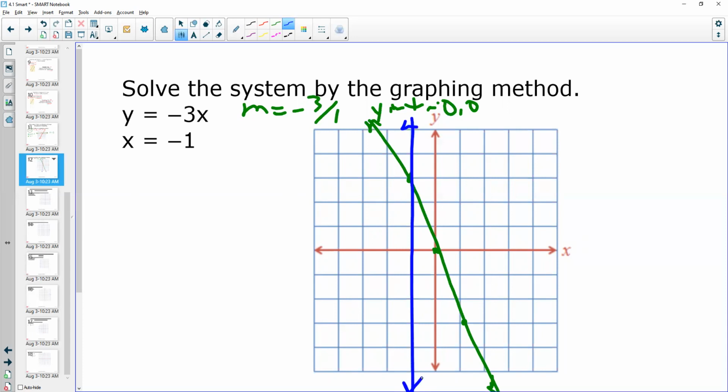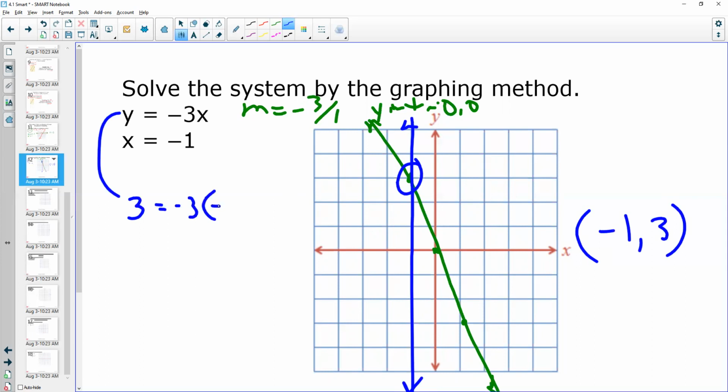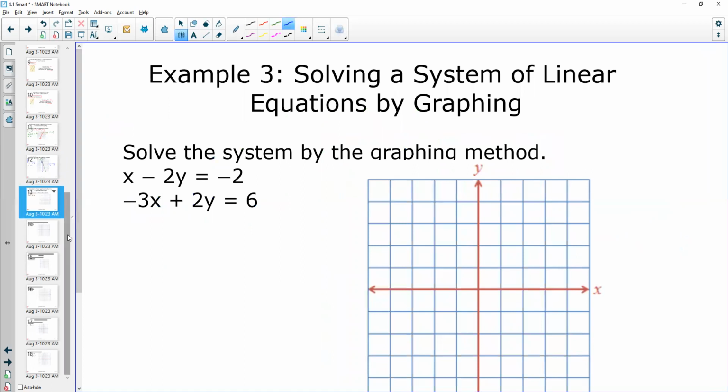Okay, so you can see where they cross. They cross here. That is at (-1, 3). And if you want to see if that works, plug them back in. So for this guy, y is 3 equals -3 times -1. Yep, that works. And then -1 equals -1. Well, that's true. So this guy works out. Now, it's not going to be that simple forever. Let's do something a little more complicated.